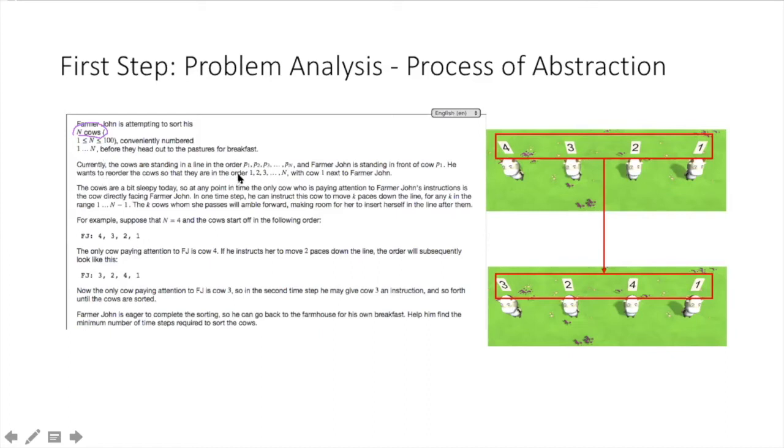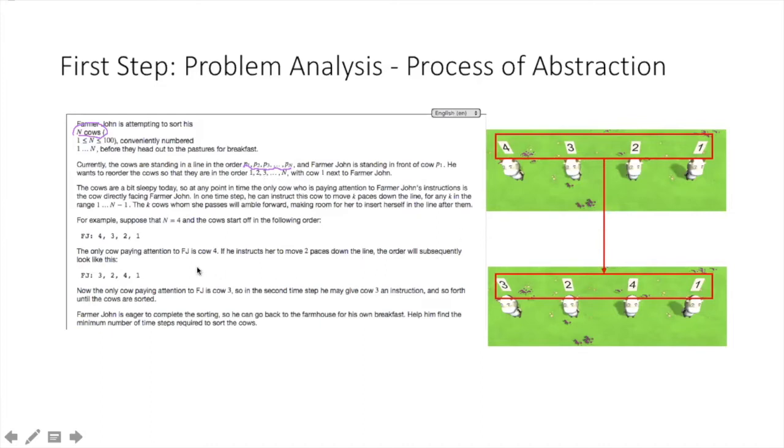So then the second important thing is that the cows are in some order. So initially, it's not in the order of 1, 2, 3, 4, 5, right? So it's in some order. I'm just using an example here. So the cows in this case are actually in the order 4, 3, 2, 1, in reverse order. Now, what Farmer John wants to do is that he wants to make them into the order from 1 to N, right? So you want to order them.